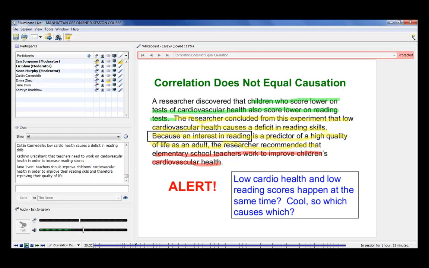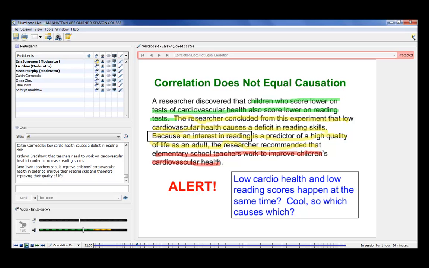So the first thing I want you guys to notice is that just because children who score lower on cardiovascular health score lower on reading tests doesn't mean that improving their cardiovascular health will improve their scores on reading tests, right? It may be that children from families that have less money have lower reading test scores and also have lower cardiovascular health. In that case, improving their cardiovascular health isn't going to improve their reading scores because the root problem for both of them is their socioeconomic status. We also might have things in reverse. Maybe it's not that cardiovascular health affects your reading skills. Maybe your reading skills affect your cardiovascular health. We don't know for sure which direction it's going.